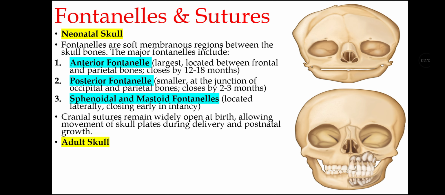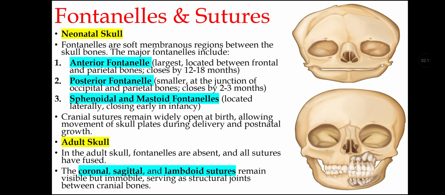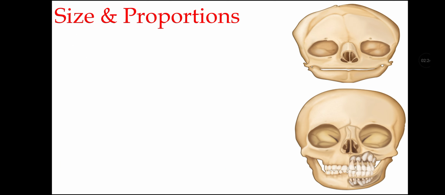Now we are talking about the adult skull. In the adult skull, fontanelles are absent and all sutures have fused. The coronal, sagittal, and lambdoid sutures remain visible but immobile, serving as structural joints between the cranial bones.